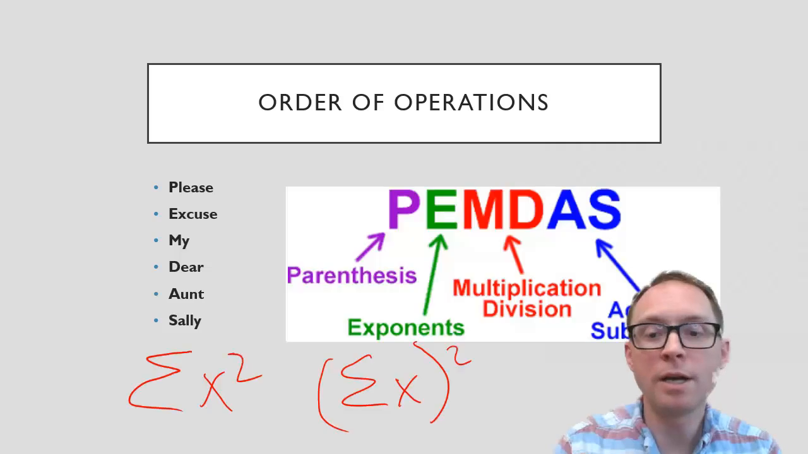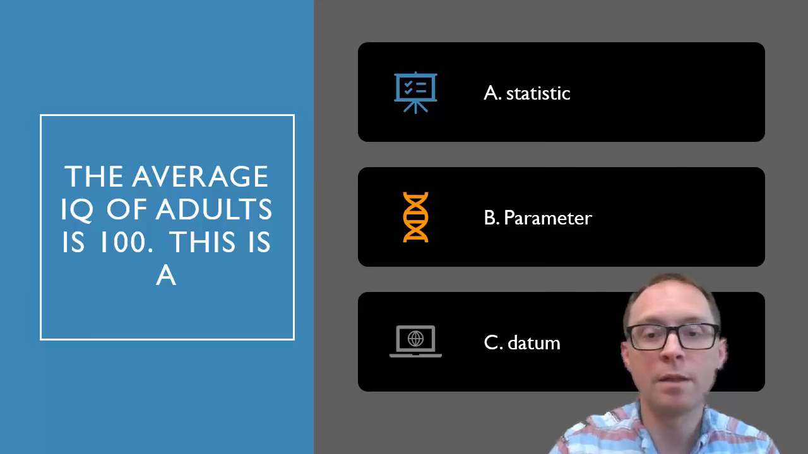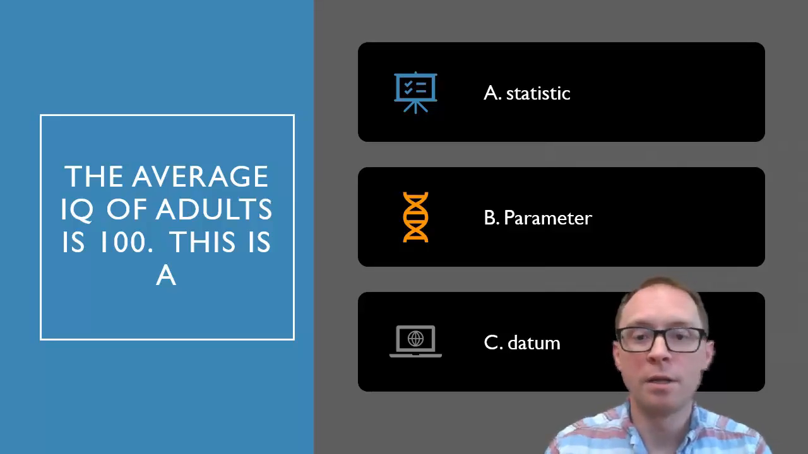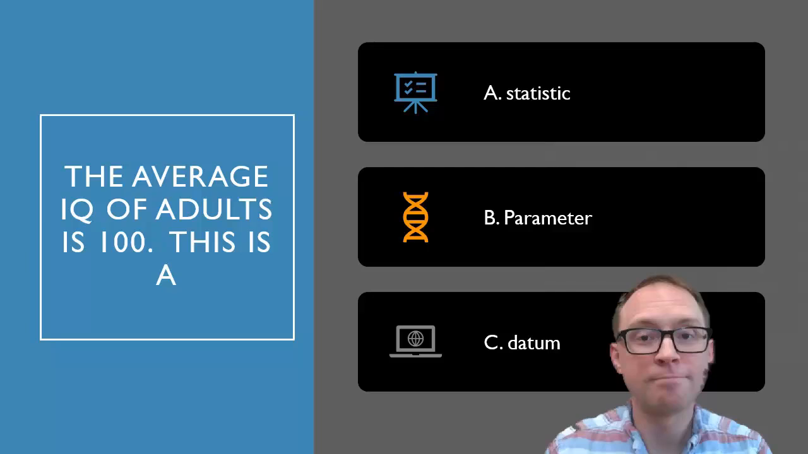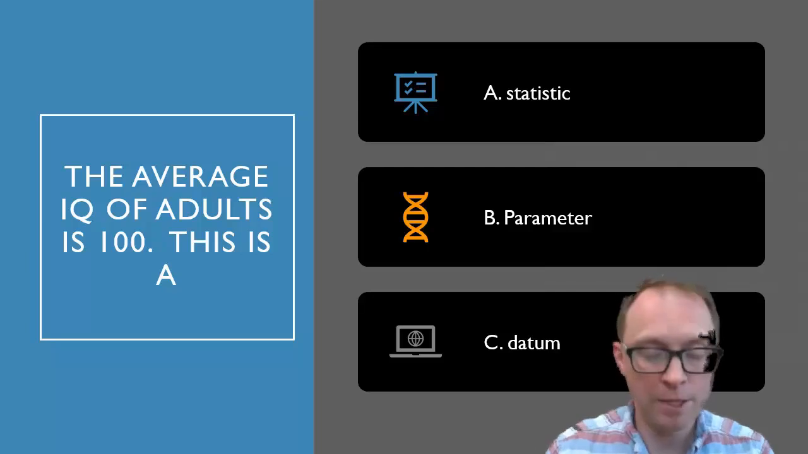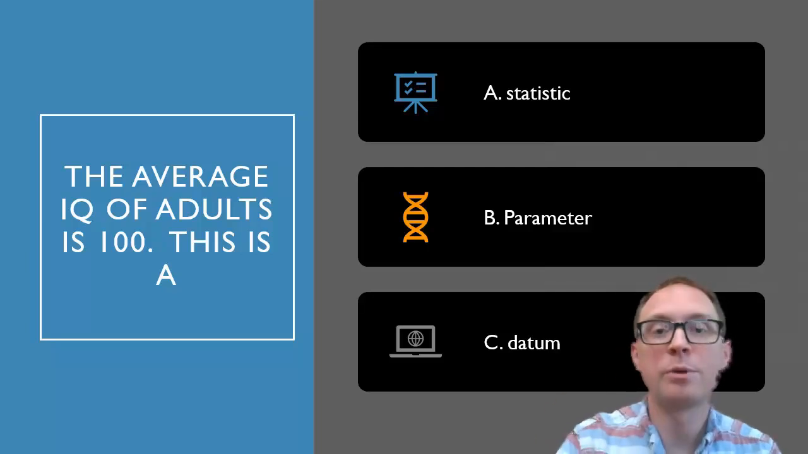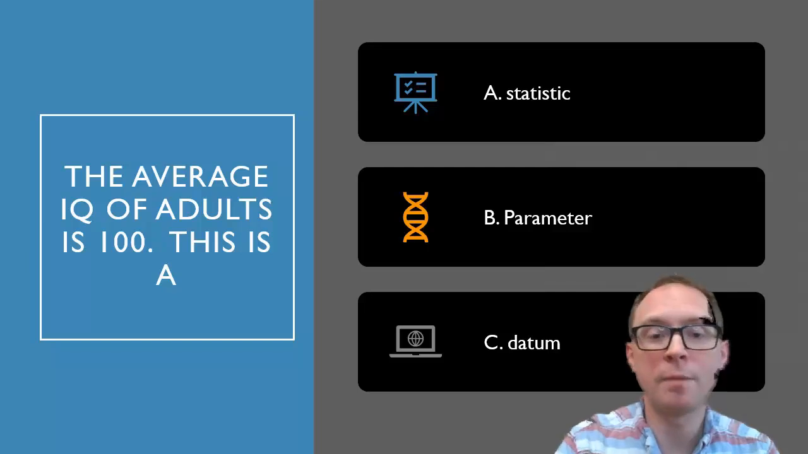Let's go ahead and end with this question. The average IQ of adults is 100. This is, remember? That's right, it's a parameter. It's a parameter because it describes the population.